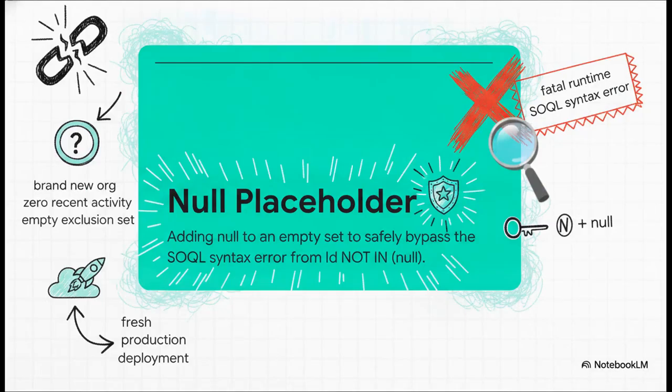But watch out, there's a trap here. What if it's day one of a brand new org, and there is absolutely zero recent activity? Your exclusion set is completely empty. Passing an empty set to an ID not in query throws a fatal SOQL syntax error at runtime. Adding a null placeholder to that empty set safely bypasses the error. This one little line of code is the ultimate edge case defense, saving you from a totally catastrophic runtime error on day one of a fresh production deployment.